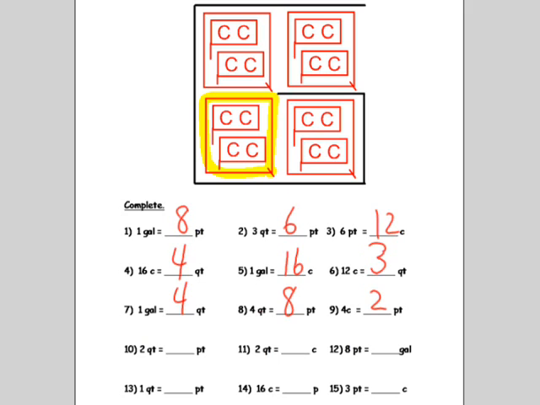2 quarts is how many pints? Here's your 2 quarts. How many pints would that be? 4. So I think you get the idea. I don't really need to do the rest of these. So the big G is just one way of doing customary conversions. It's very easy, very visual, and you can make the big G in less than 10 seconds if you get stuck on how to do customary conversions.